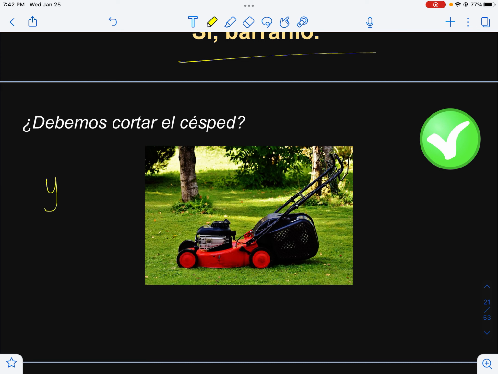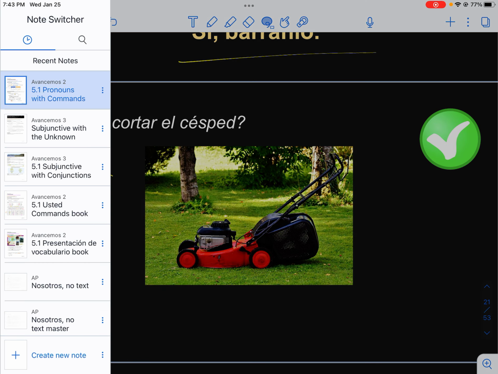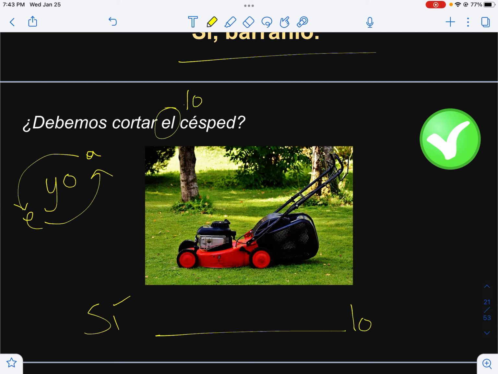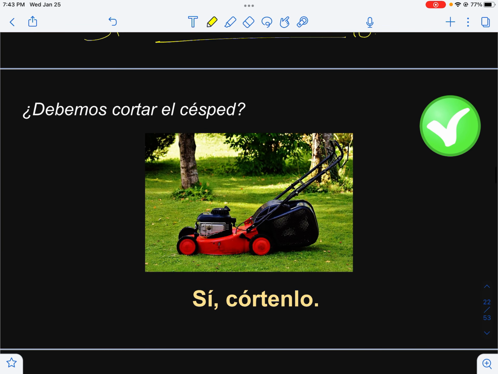Okay, próximo. Debemos cortar el césped. Yo, oops, that's an A to an E. Okay, debemos cortar el césped. Es afirmativo, entonces sí. Verbo, otra vez el, es lo. Sí, lo. So, cortar, cambia el a e, es córtelo. Sí, córtenlo.